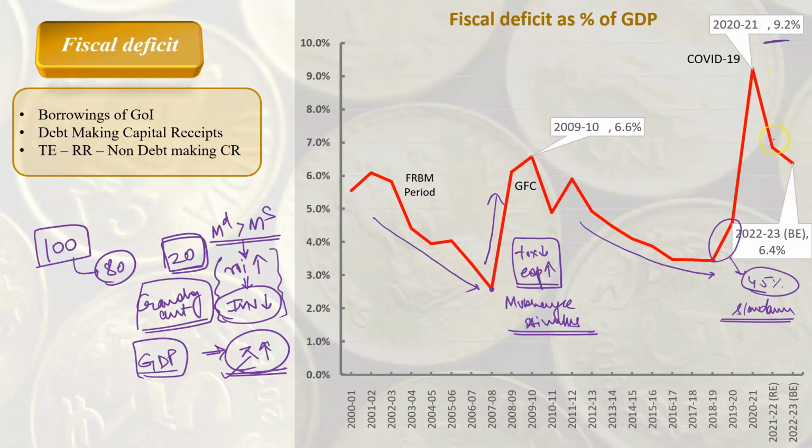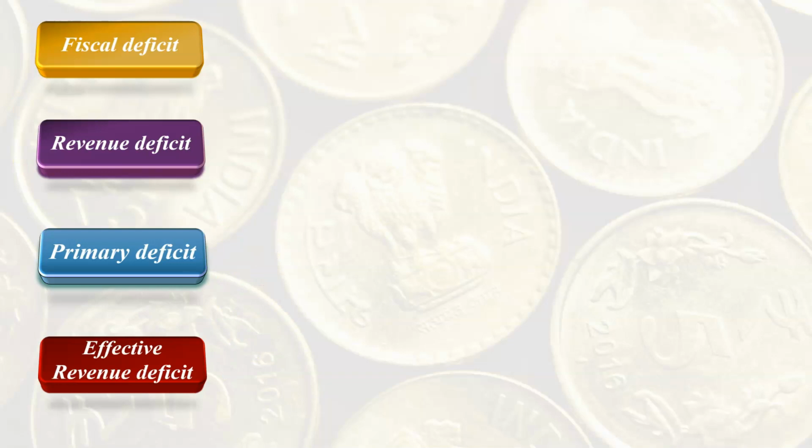And now we are seeing again a path of consolidation, where the government has estimated that in the year 2022-23, our budget estimate for fiscal deficit is 6.4%, and we are expected to reach the 4.5% figure by 2025-26. So this was how the fiscal numbers were behaving. Now I'll come to the exercise that you have to do on your own at the end, on primary deficit numbers. Now let's see revenue deficit.